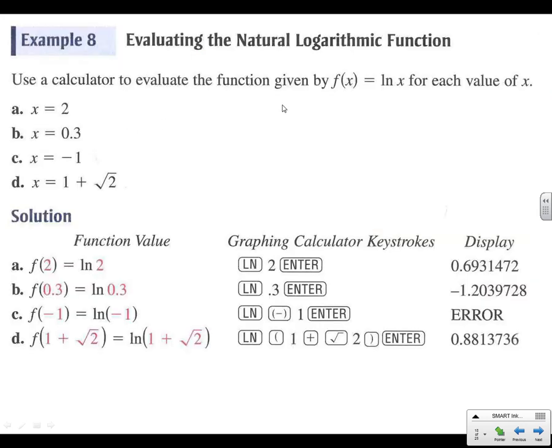Let's go ahead and take a look. Go ahead and plug these into your calculator. See if you can get natural log of 2, 0.3, negative 1. We're going to get these answers. And again, can't do logs of negative numbers. The domain is greater than 0. Okay, so we would get an error on that one.